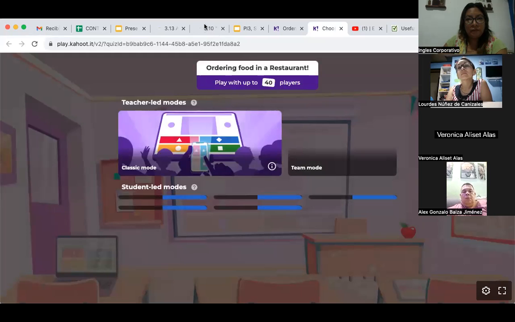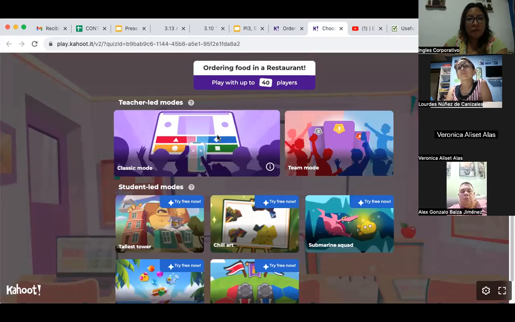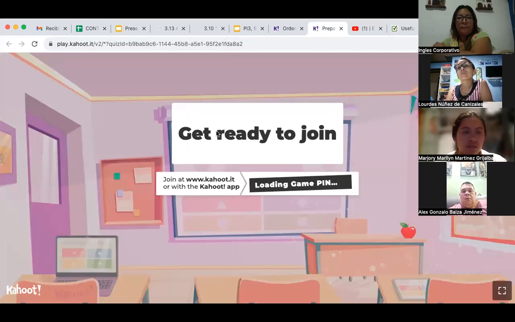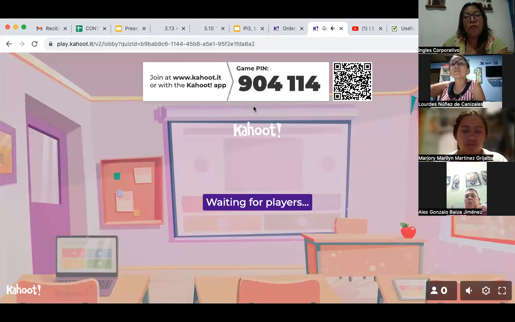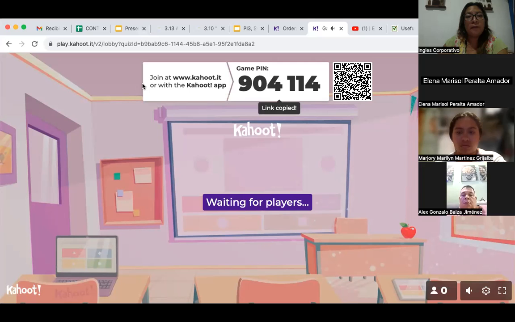Okay, yes, for some. Teacher, do you ask for the link to enter, or only the PIN? You can enter with the PIN. You can scan the QR. Send the link. The link. Yes, please.